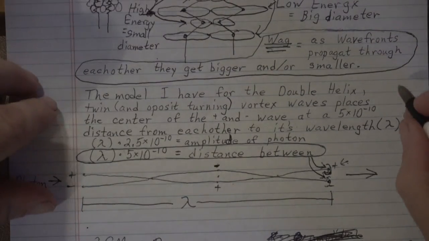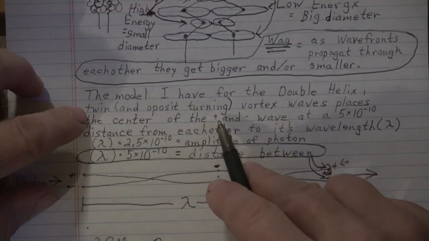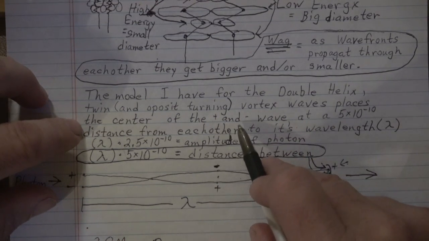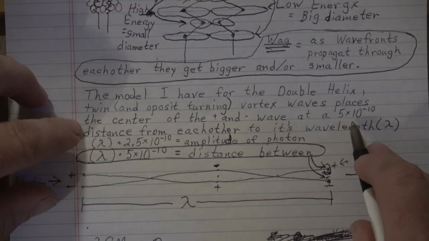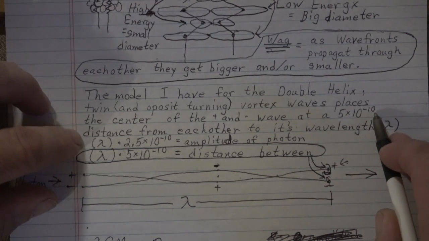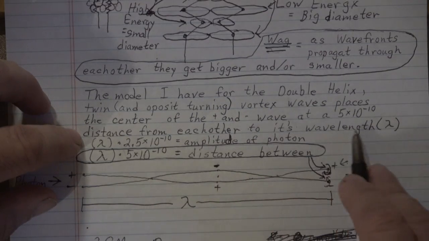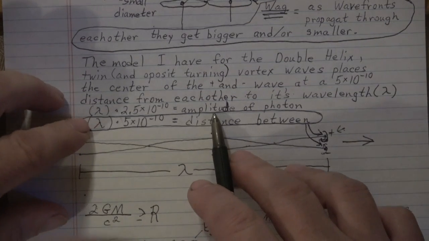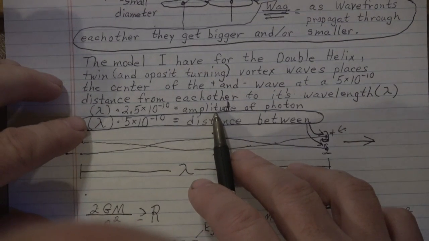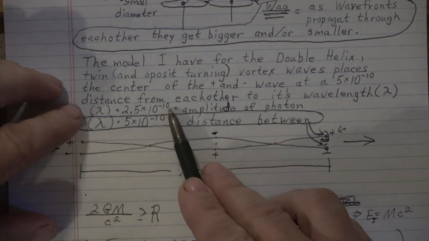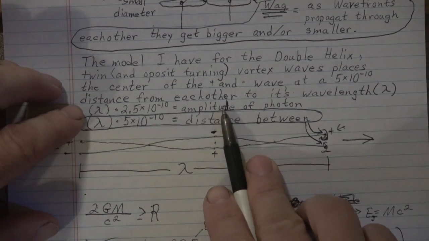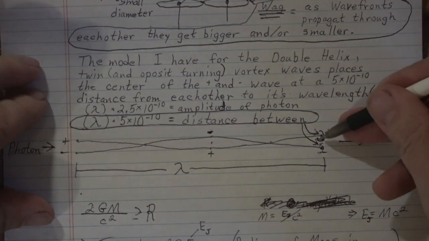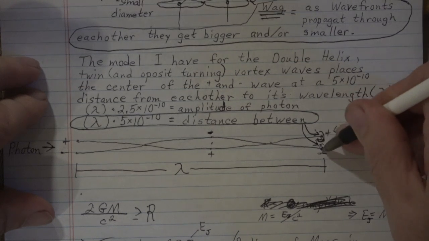The model I have for the double helix twin and opposite turning vortex waves places the center of the plus and minus wave at 5 times 10 to the minus 10th distance from each other to its wavelength. So what I did on the first videos that I did on this thing was amplitude, and I came up with 2.5 times 10. And the amplitude is pretty much the radius of 1. So you have to double it to get the distance between the two vortex centers.